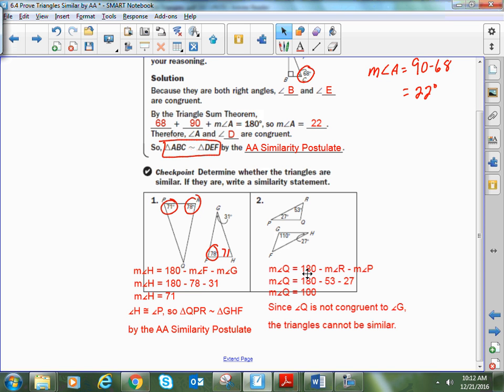So for the next one here, looking at the same thing, I'm trying to find the measurement of angle Q. I didn't have to find Q, I could have found F, but I chose to find Q. And since I did, I showed that angle Q is 100 degrees. Well, if this angle here is 100 degrees, then I don't have two sets of corresponding angles that are congruent to each other. I do have one. I have H and P that are congruent to each other, but because G and Q are not the same, then that means that R and F will also not be the same. So we only have one set of angles that are congruent and not two. So there's not enough information. We cannot say that these triangles are similar to each other.